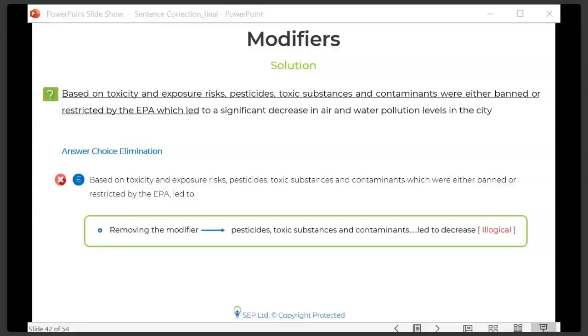So once again, since a very small percentage of you did mark choice E as the correct answer, is it clear why choice E is incorrect? Guys, is it clear why choice E is incorrect? Okay, great.